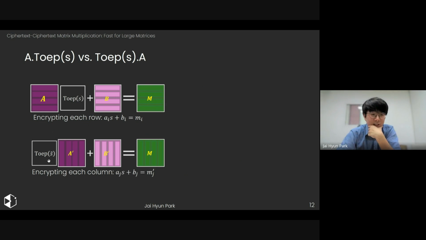And actually, if you put the Toeplitz structure on the left, then it corresponds to the column-wise encryption. You can simply transpose the equation above, or just check all the entries to verify this. So the Toeplitz matrix on the left means that you're given a column-wise encryption of that.